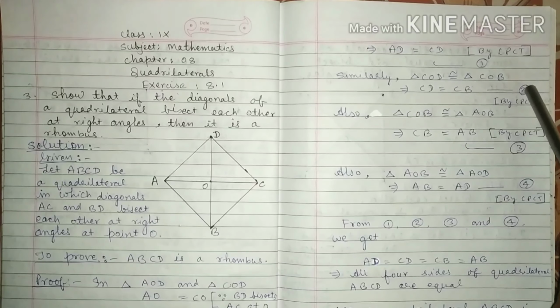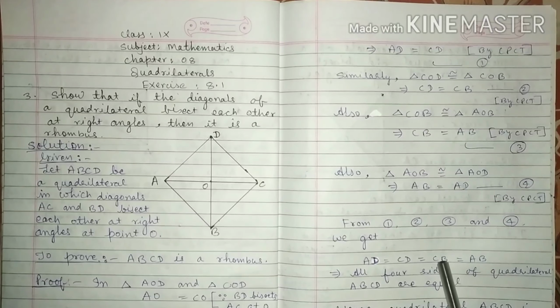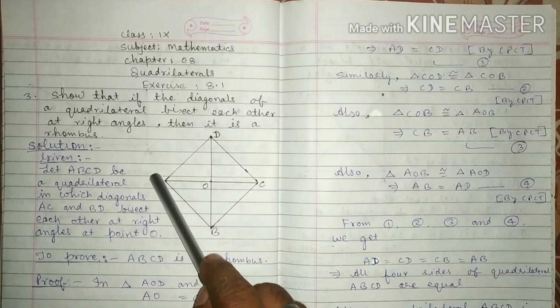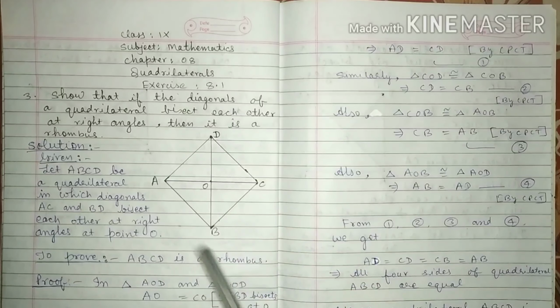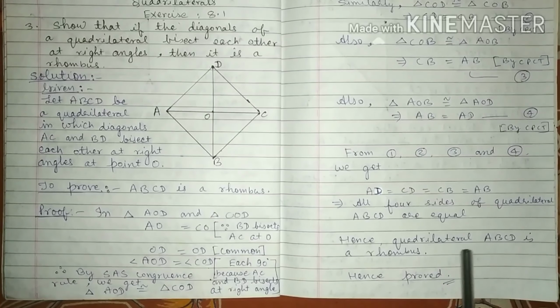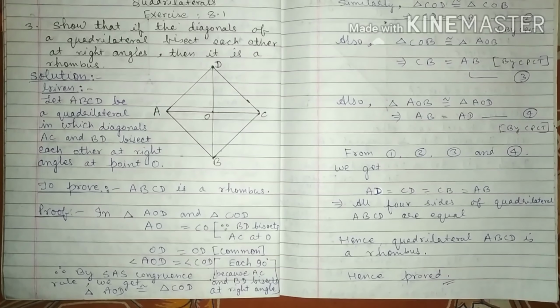From 1, 2, 3 and 4 we get AD is equal to CD is equal to CB is equal to AB. This implies that all four sides of quadrilateral ABCD are equal. Hence, quadrilateral ABCD is a rhombus, hence proved. This is the answer of question number 3.